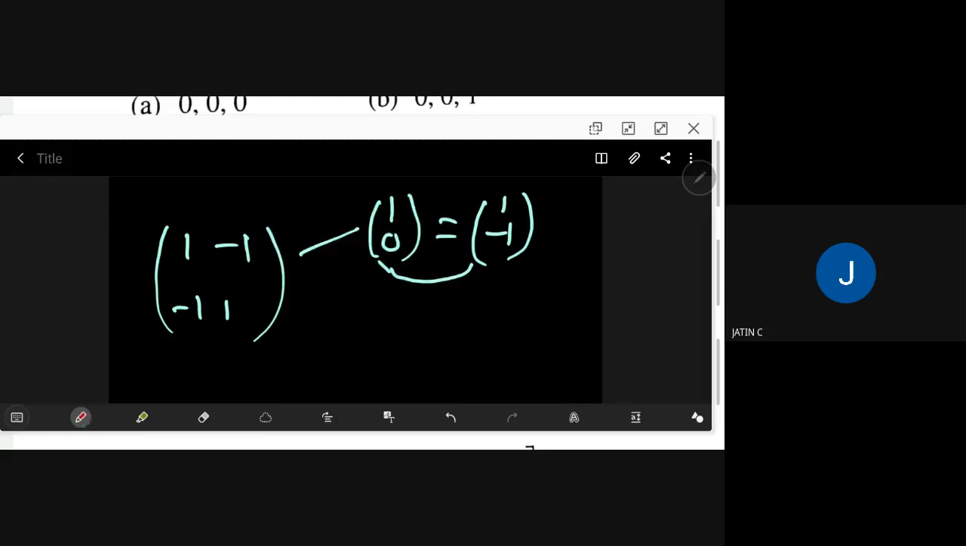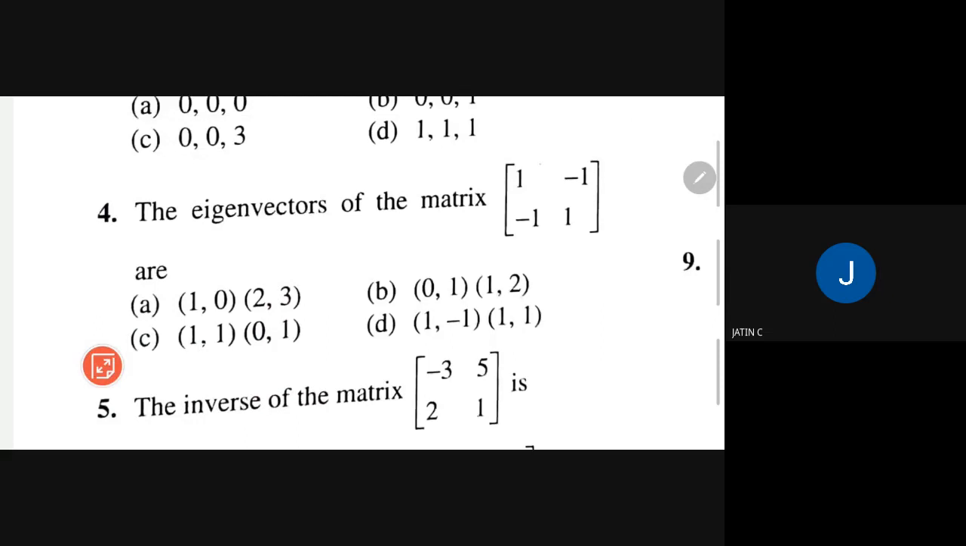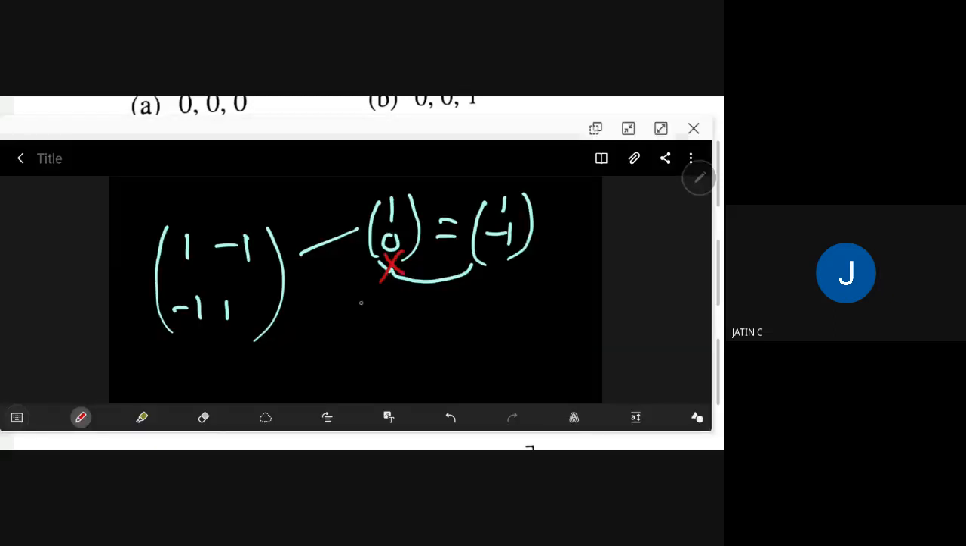This is not possible, so for this choice you need not calculate the other one. So this is not necessary. What is the other one here, in part A? The other one is 2, 3. For 2, 3 you need not multiply, that's what I am saying. You need not calculate this one. These two things put together, A is eliminated.